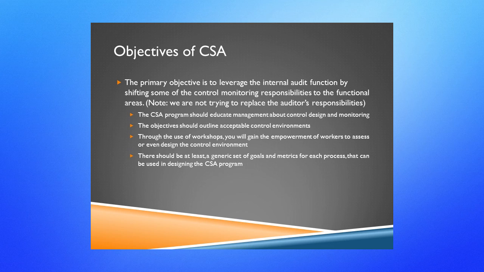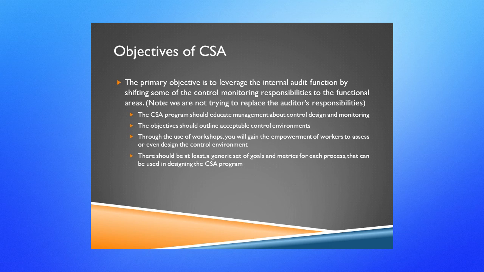Now, the goal of CSA should be to educate management about the control design and monitoring. And again, that's one of the objectives, to be able to gather that information and to make those recommendations. The objectives should outline the acceptable control environments. Through the use of workshops, you'll gain the empowerment of workers to assess or even design the control environment. In other words, giving them the feeling of ownership, if not the actual ownership, of making sure the process is working, that the control is working the way it's supposed to be, that they feel as though they have input to the actual design of the control environment.